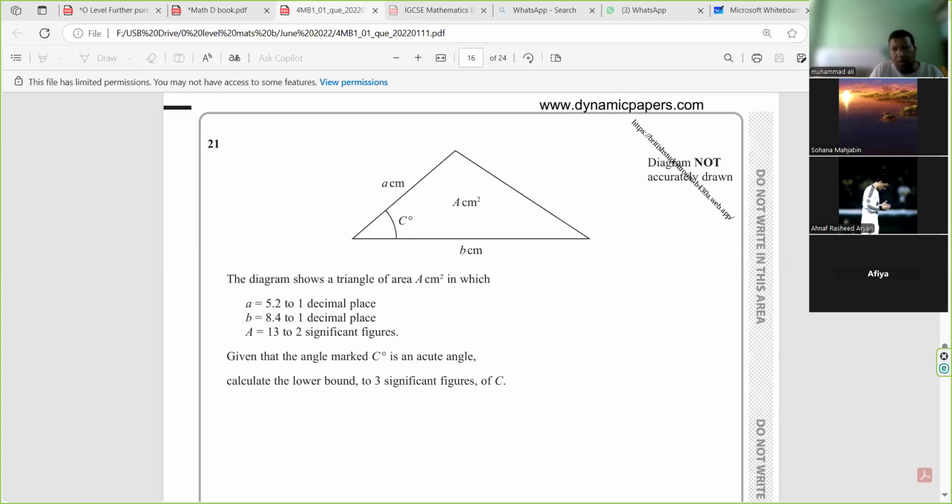Question number 21. The diagram shows a triangle of area A centimeters squared in which a equals 5.2 centimeters to 1 decimal place, b is 8.4 to 1 decimal place, and the area A is 13 to two significant figures. Given that the angle marked C degrees is an acute angle, calculate the lower bound to three significant figures of C. Everybody try to solve this.